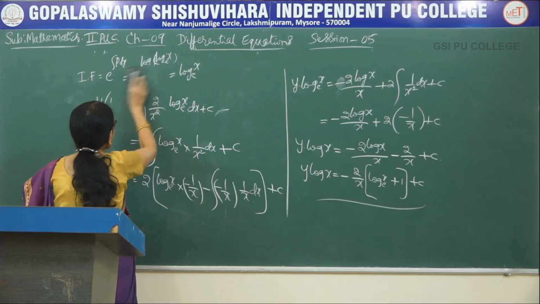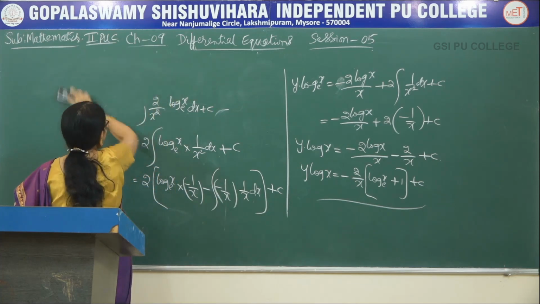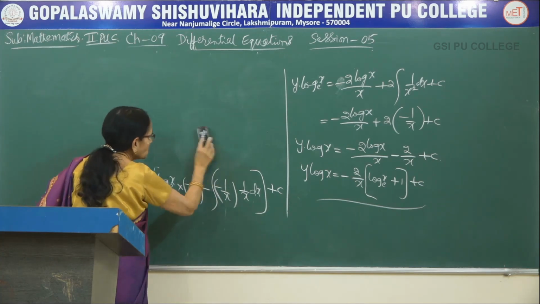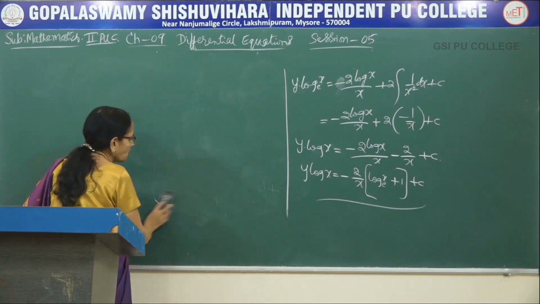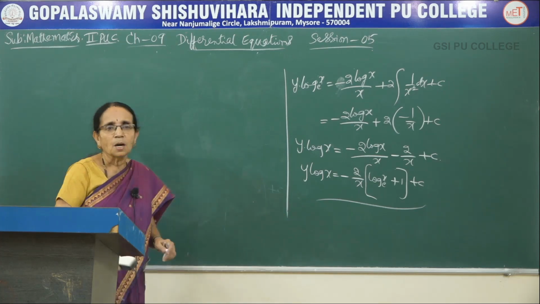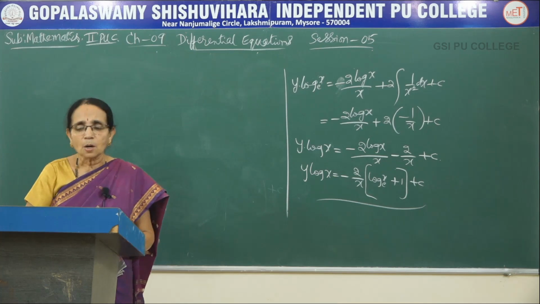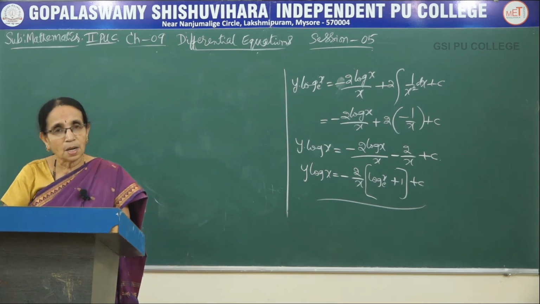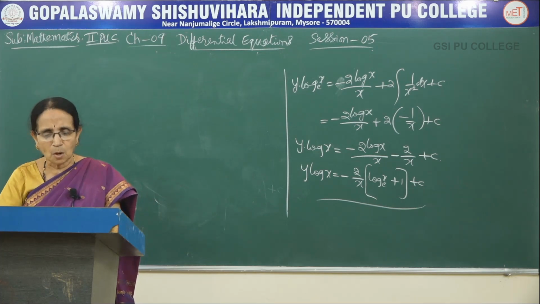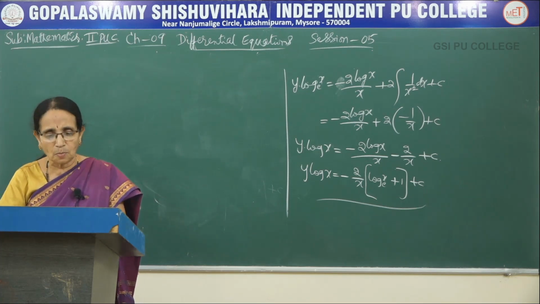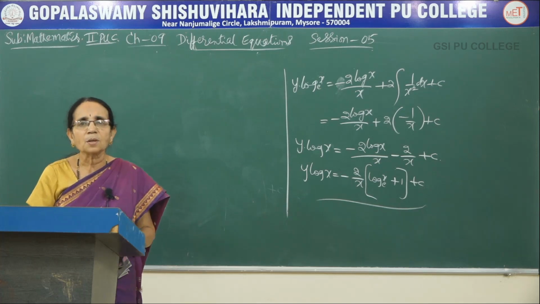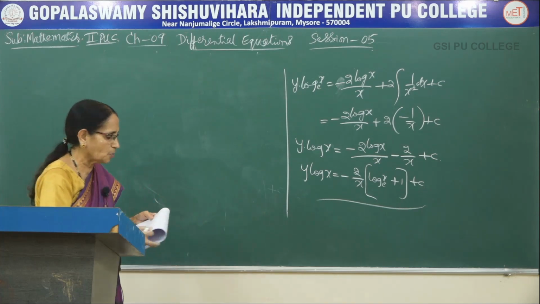So if the given equation is not in the standard form of a linear differential equation, first you have to divide by the coefficient of dy by dx and try to bring it to that particular form. Now let us move on to the next problem. Here also we have to make some adjustment to bring it to the standard form.